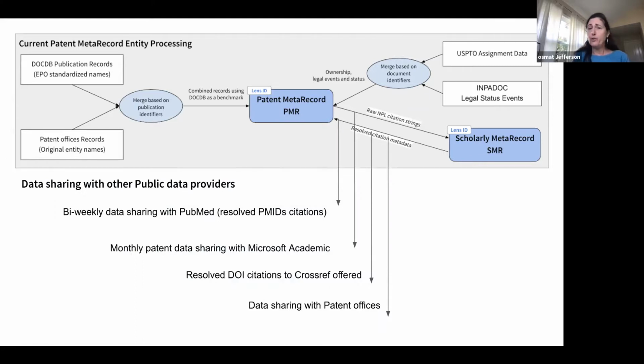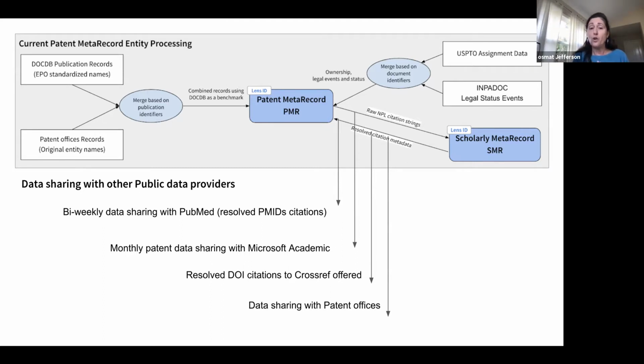Okay, so what do we do with that information after we generate it? First, we share it with the public data providers. We have a bi-weekly sharing of the NPLs, or the non-patent citations, with PubMed that are resolved by PubMed IDs. And then we have a monthly patent data sharing with Microsoft Academic, because we shared with them even the raw as well as resolved non-patent citations early on, but they have developed their own resolver. So now we share only the raw data.